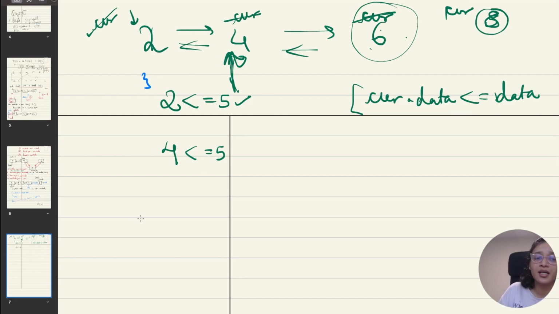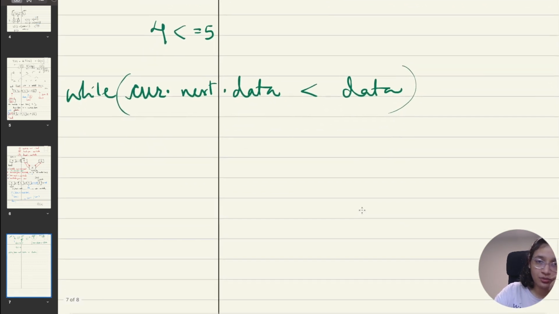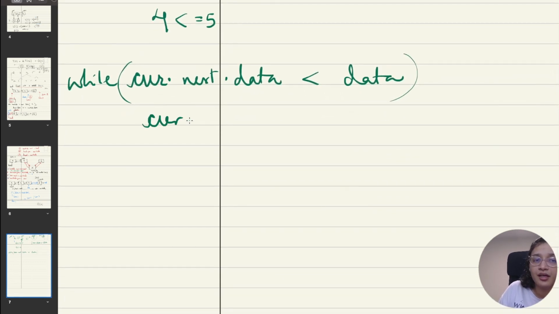Now, how do I do that? Can I say current dot next dot data? While current dot next dot data is less than or equal to the data which I'm trying to insert, then I'm going to say current equal to current dot next.